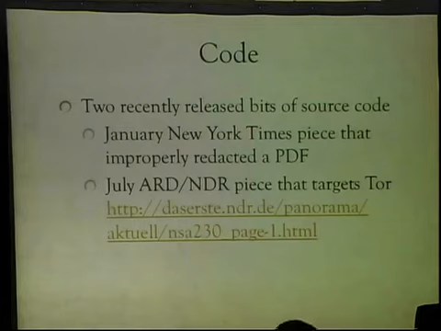So code was released recently, back in January, there was a code snippet released by the New York Times. They didn't mean to, but they did accidentally. They did the typical thing of putting a black box in a PDF over an image over the text, but the text is still there, so you use copy and paste and get the text. And then just a few weeks ago, a lot more code was released related to how this system is being used to spy on Tor.